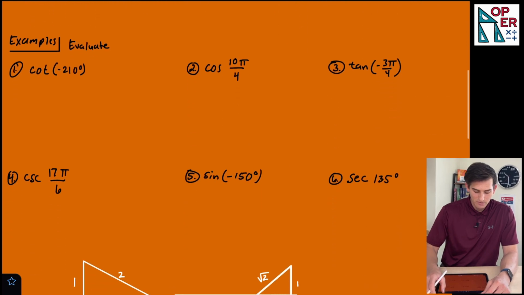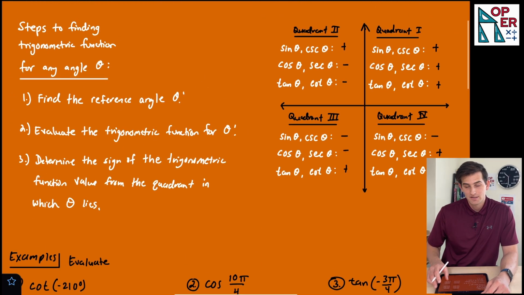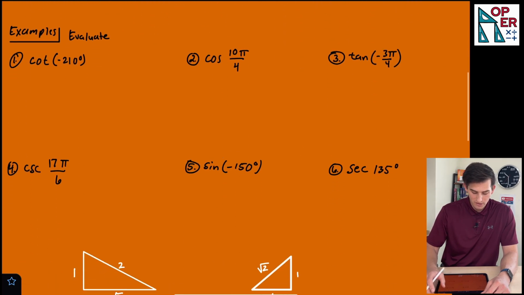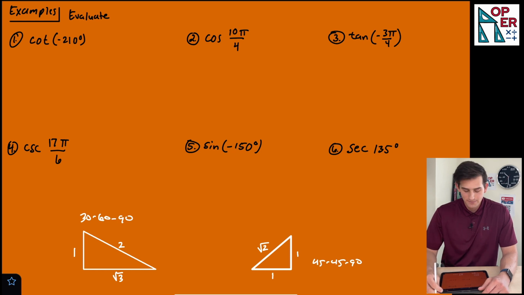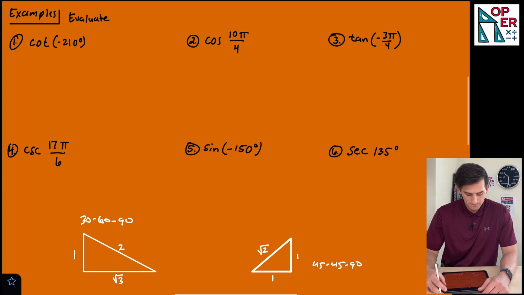So we'll jump in. We're going to do 6 examples where we'll refer back to our sign values in each quadrant, and we also have a couple of diagrams here at the bottom. Notice that down here on the bottom we have our 30, 60, 90 special right triangle, and then we have our 45, 45, 90. So we'll be using that to help us find these values as well, okay?